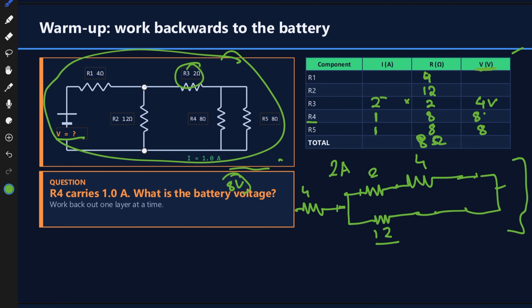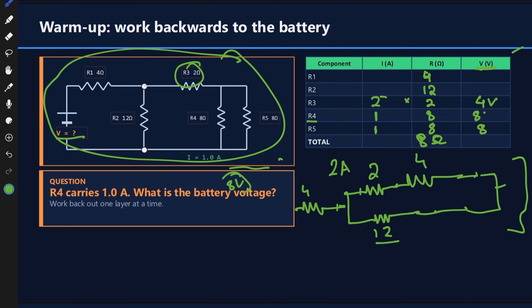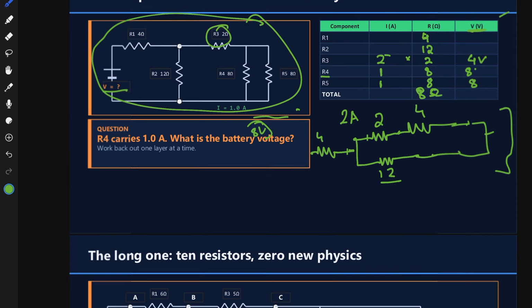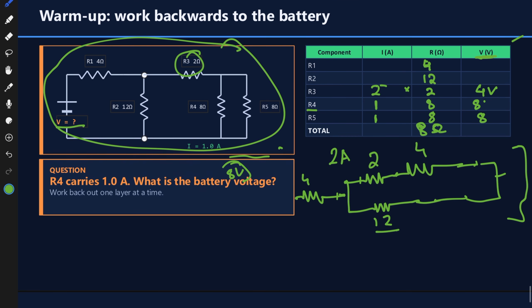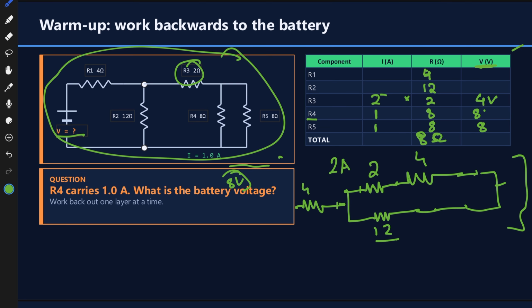So what can we do from there on? Well, we can add these together, right? So the equivalent resistance of this entire upward branch is actually 6 ohms, right? And then the downward is 12.